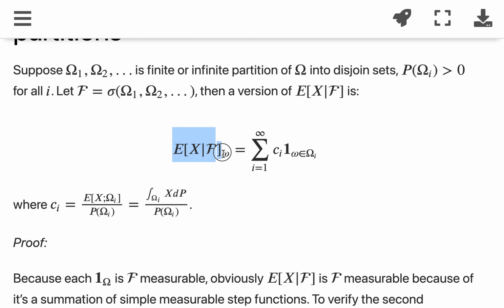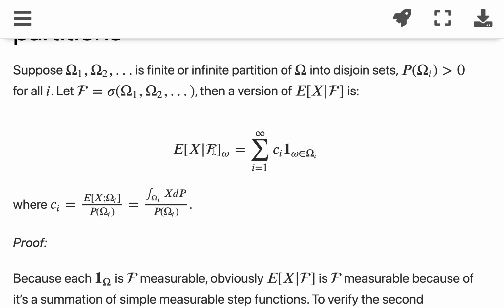For example, given omega, if omega belongs to some omega i, then the value of the conditional expectation, the random variable, will just be some ci, where the omega falls into the corresponding omega i. And ci is just the integration of X over omega i, divided by the probability of omega i.